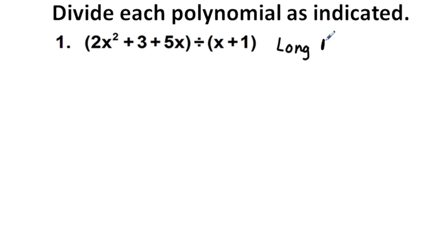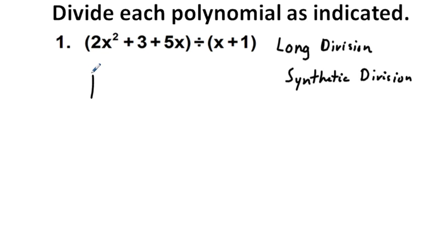So anyway, we're going to use long division, and also we're going to introduce something called synthetic division, which a lot of people find easier. So we have this quadratic trinomial, 2x squared plus 3 plus 5x, which we're going to be dividing by this linear binomial x plus 1. So I'm going to write this as a division problem, and to do that I make a little division bracket, a long division bracket.